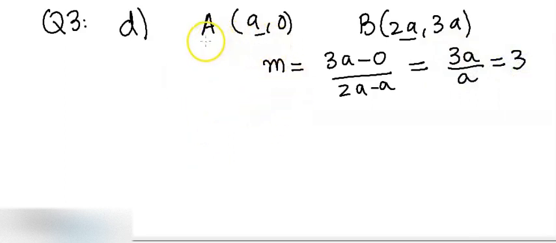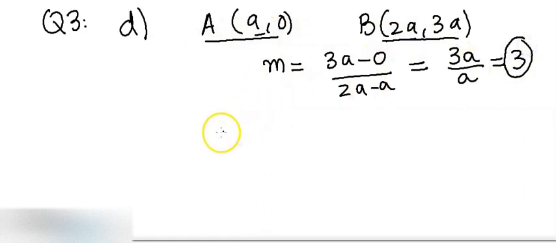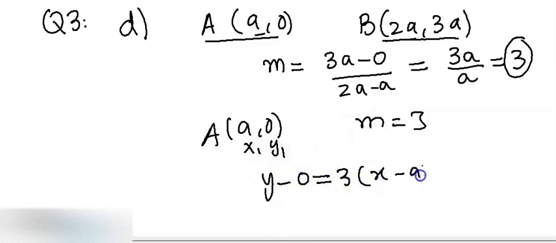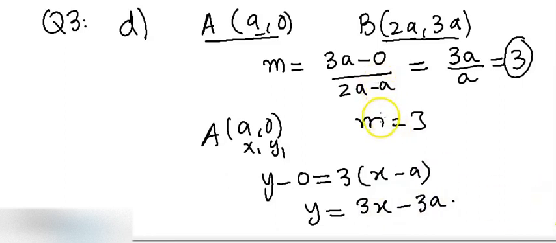Now we can use either this point or this point along with this slope. So let's take this point a comma 0 and slope is 3. This is x1, y1. So y minus y1 is 0, m is 3, times (x minus x1), y equal to 3x minus 3a. If there wasn't any calculation mistake, this is going to be the answer. Let's move to question number 4.